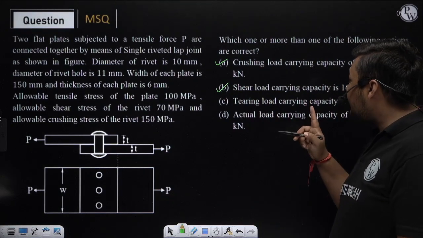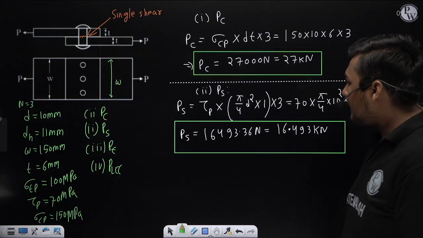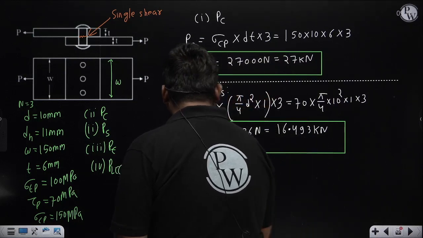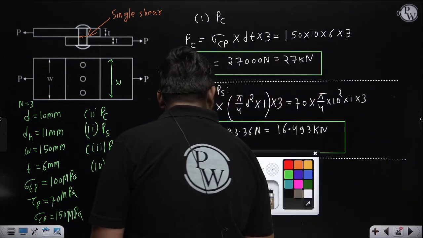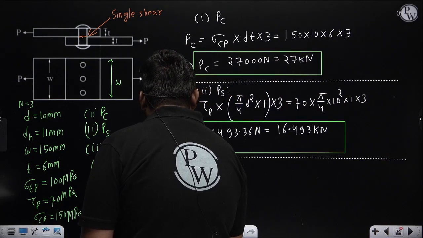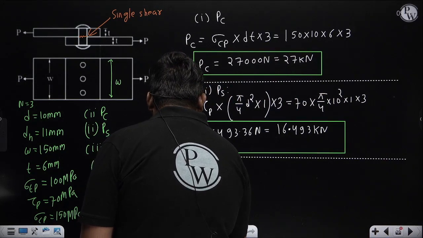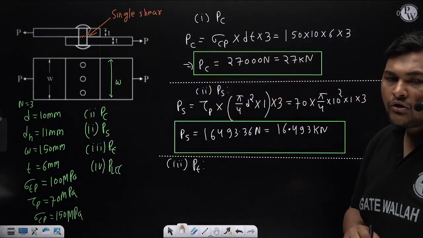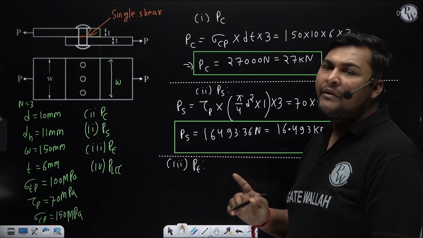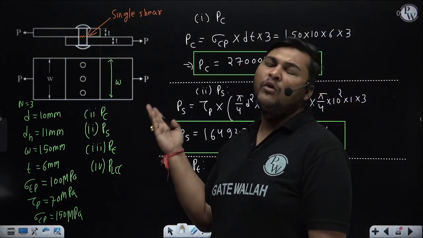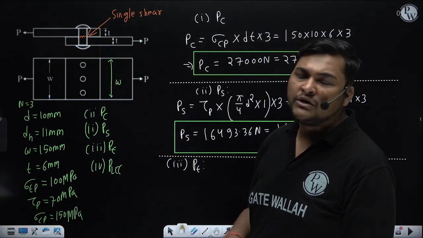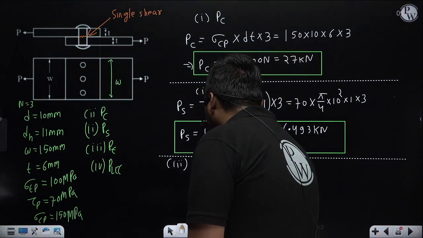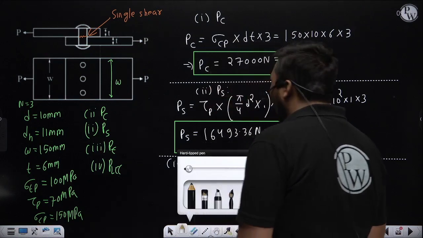Now we have to calculate tearing load carrying capacity of this system. Tearing load carrying capacity means load carrying capacity to avoid tearing failure. Suppose I am denoting that load carrying capacity by letter PT. What is PT? It is tearing load carrying capacity of this system. Now, how to calculate tearing load carrying capacity? If number of rivets in each row are same, and here if only one row is involved, means number of rivets in each row will be same. So, in that case, to calculate tearing load carrying capacity, how to proceed?